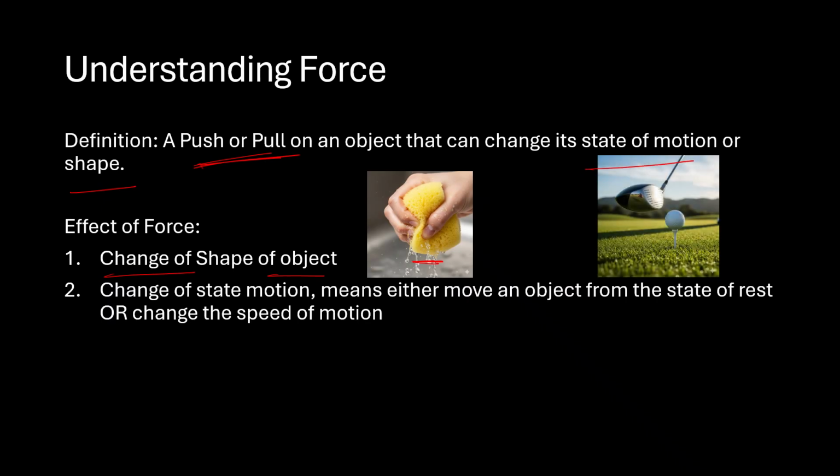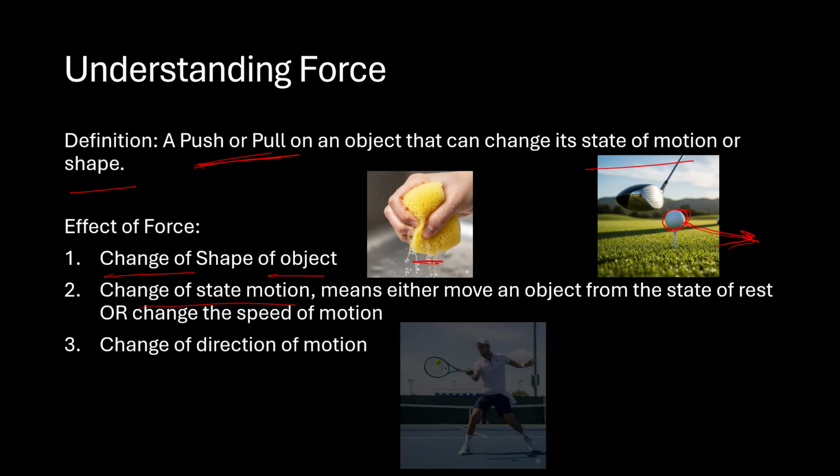The second effect of the force is change of state of motion. So here in this picture, if you see, there's a golf ball which is in the state of rest. So the state of motion is rest, and when we hit it with a stick, then the ball starts moving, right? So the state of motion has changed from its rest state to the moving state, right? So we see that whenever we apply force, there's a change in state of motion.